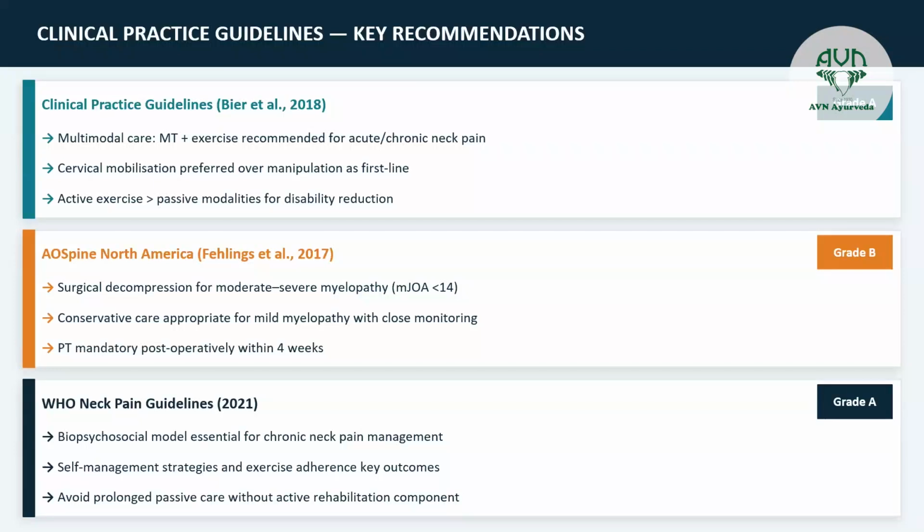Again, moving on with active exercise rather than passive modalities for disability reduction. The modalities standalone only help to reduce the pain or symptoms, whatever they're feeling. It can be pain, or a burning sensation, or pins and needles pricking. But we have to purely look into active exercises, range of motion exercises, and strengthening exercises in order to improve their disability index.